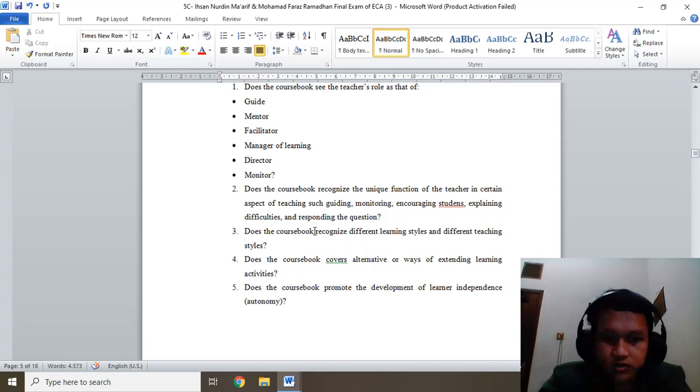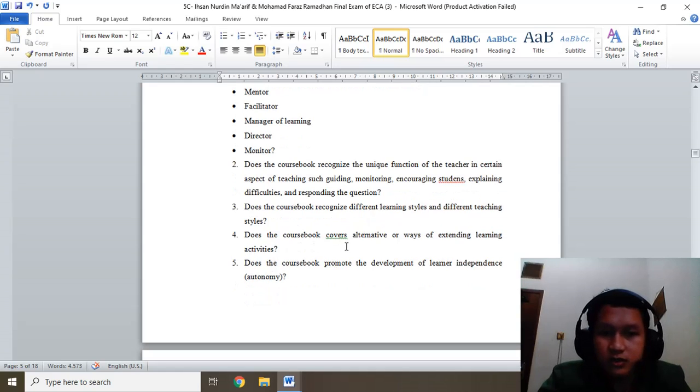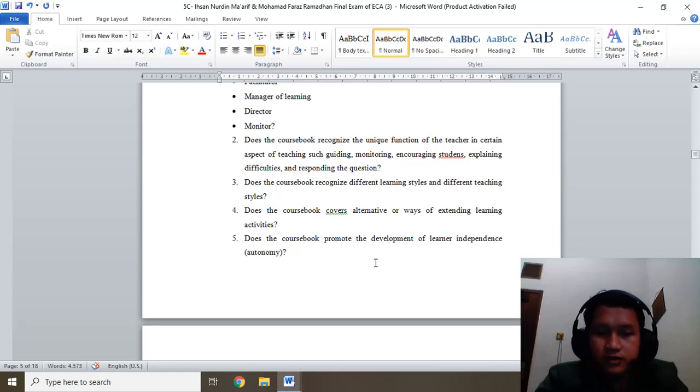And the third, does the course book recognize different learning styles and different teaching styles? And the fourth is, does the course book cover alternative ways of extending learning activities? And the fifth, the last, does the course book promote the development of learner independence and autonomy?